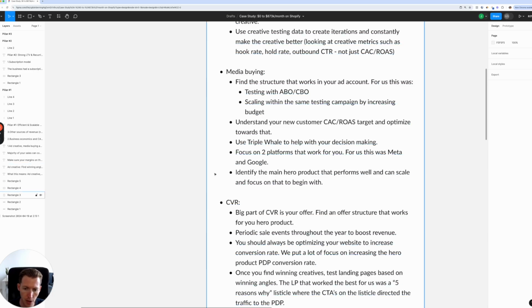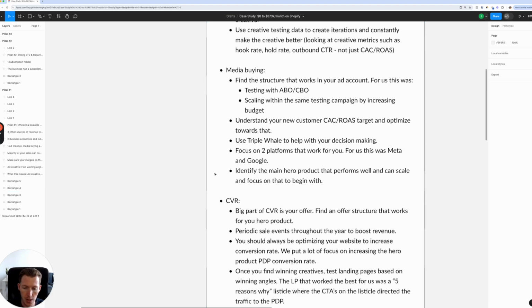And then finally, you want to identify the main hero product that performs well and can scale, and focus on that to begin with, right? Especially at the beginning, you don't want to be doing a lot of different product testing. Once you find what works in terms of your hero product, and your total addressable market is big enough for that product, then you want to focus there as well, right? It's hard to scale multiple products at the same time because you need the creative, you need the conversion rate, and multiple funnels. But if you have one main hero product that performs well and can scale, then focus there.